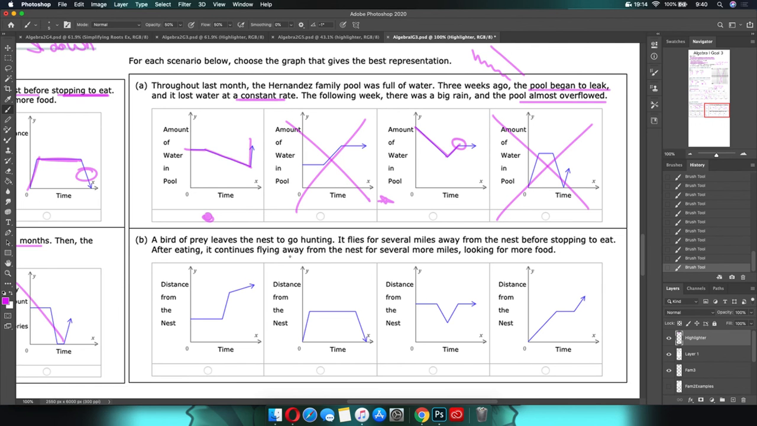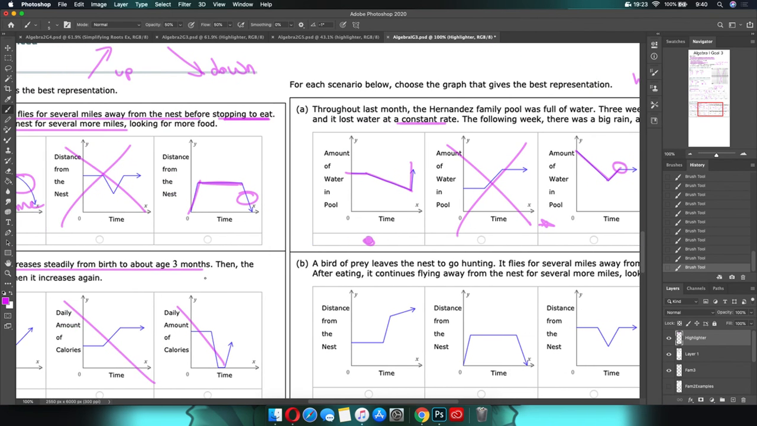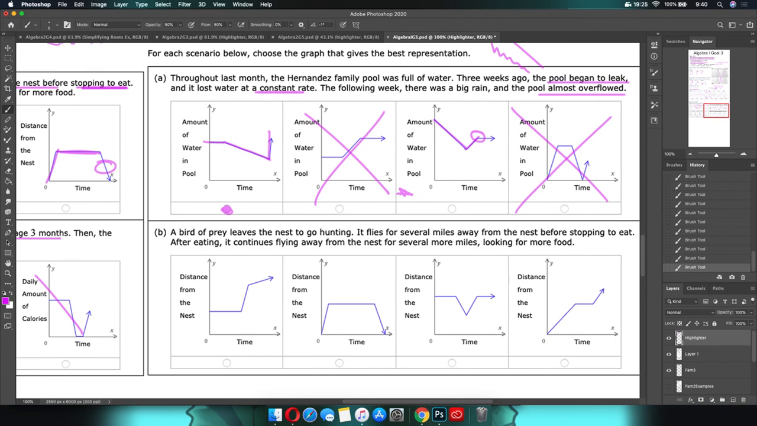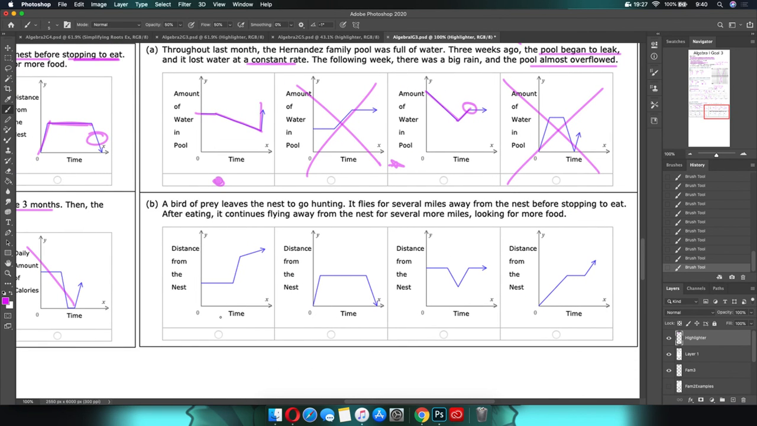A bird of prey leaves the nest to go hunting again. It flies, stops, continues to fly away, looking for more. Is this literally the exact same thing as the other one? Stopping to eat, several more miles, looking for more food. It's exactly the same as the other one. What are the odds of that?